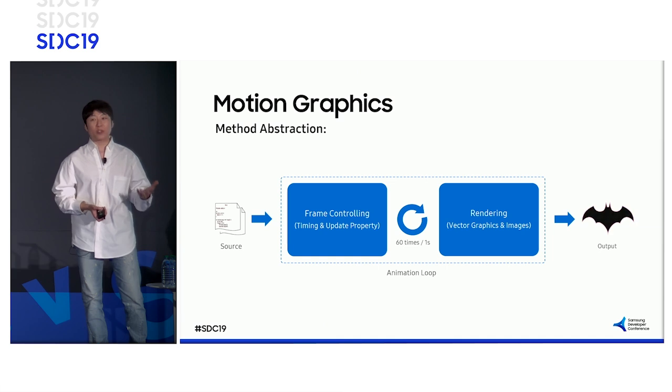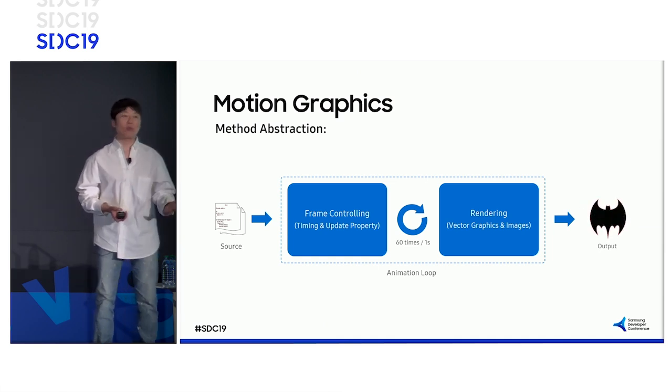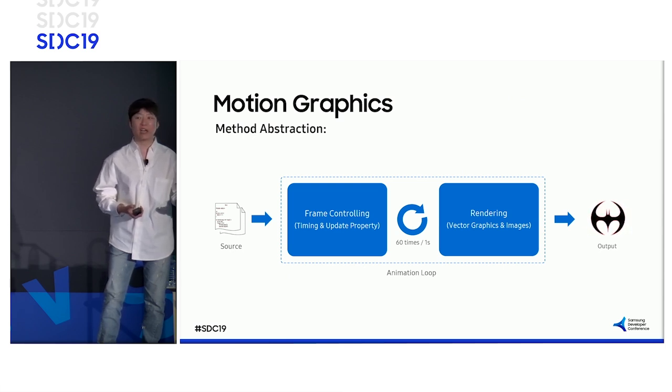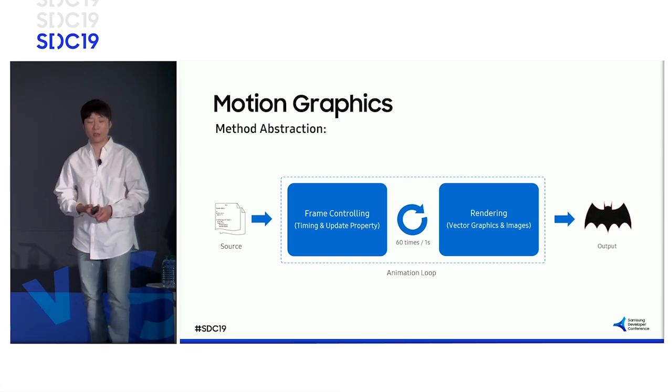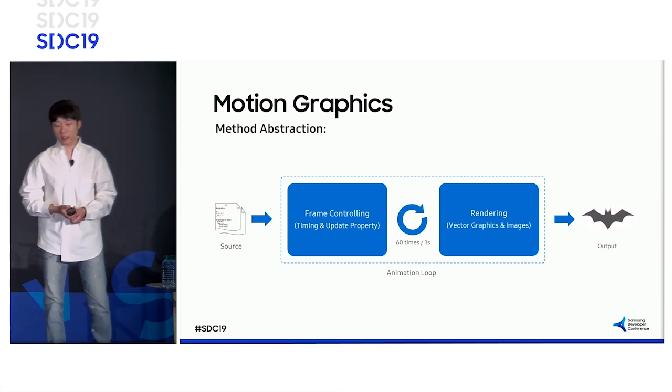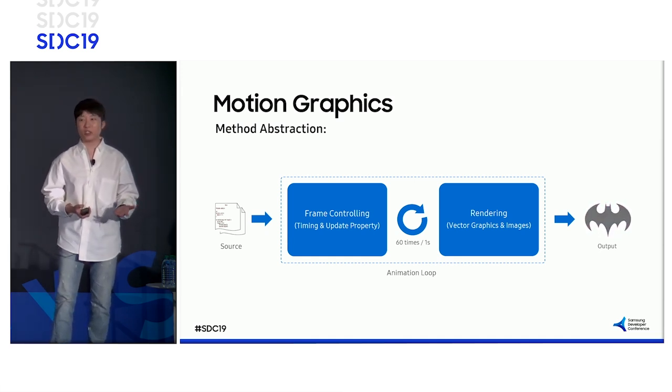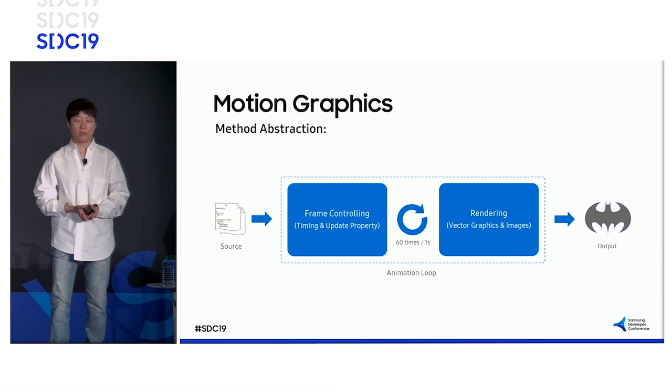But before moving on to the Lottie solution, we are going to check how motion graphics works under the hood. To talk about this briefly, I'd like to separate motion graphics into two parts: frame controlling and rendering. Here, frame controlling means which animation source data we'd like to display, and rendering indicates how we generate animation images using this animation source data.